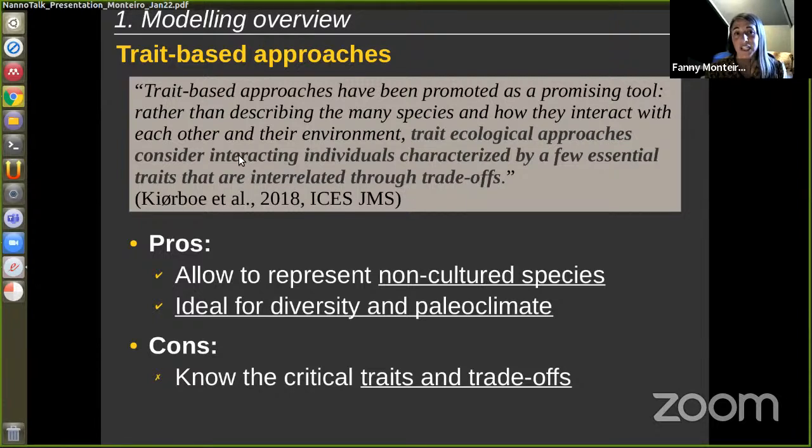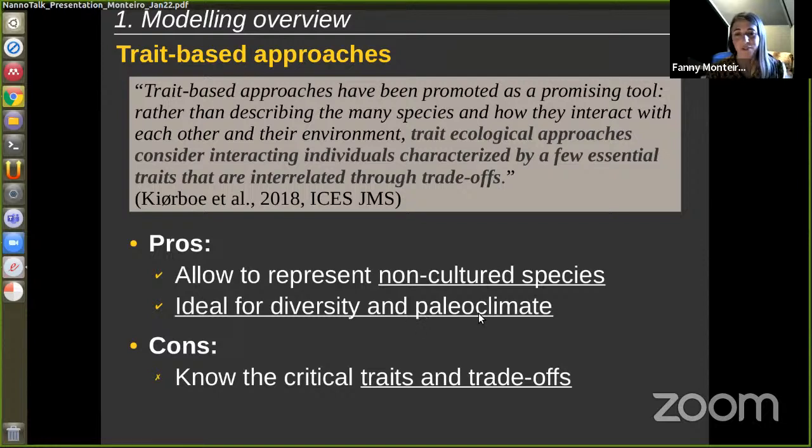So there's the key things between defining the key traits and a group of species we're going to have, similar traits, so they will behave similarly, and also the importance of trade-offs, which I'm going to explain in the next slides. So the advantage of that approach is that it allows us to represent non-cultured species, because if they have similar traits to the cultured ones, then you can have them all together. And it's ideal to represent diversity and also paleoclimate, because if you define your traits and trade-offs fundamentally enough, then you should be able to include species that don't live anymore in the ocean.